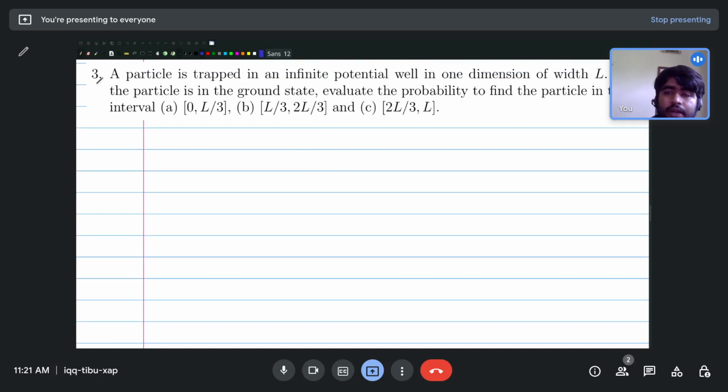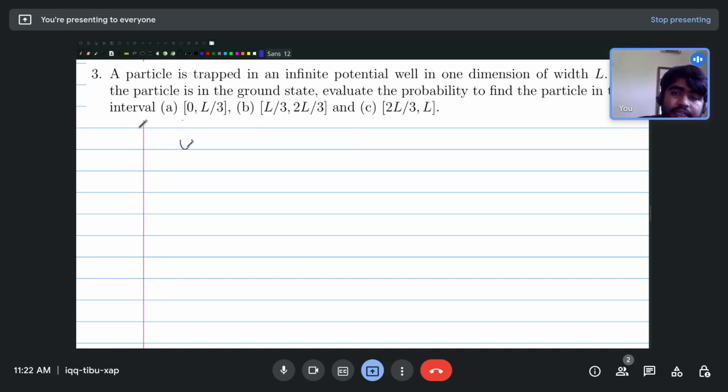Let's look at problem 3. Here a particle is trapped in an infinite potential well in one dimension of width L. If the particle is in the ground state, evaluate the probability to find the particle in the intervals 0 to L by 3, L by 3 to 2L by 3, and 2L by 3 to L. To solve this problem, first of all, what we need to know is the wave function.